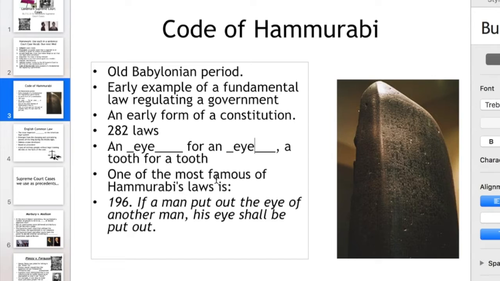One of the most famous laws in the Code of Hammurabi is if a man put out the eye of another man, his eye shall be put out. So I know that sounds kind of harsh, but during the Babylonian period, this was a law that people lived under, and these codes are called law codes. Even though we don't have the same exact codes today, they still influence how our laws are set up.